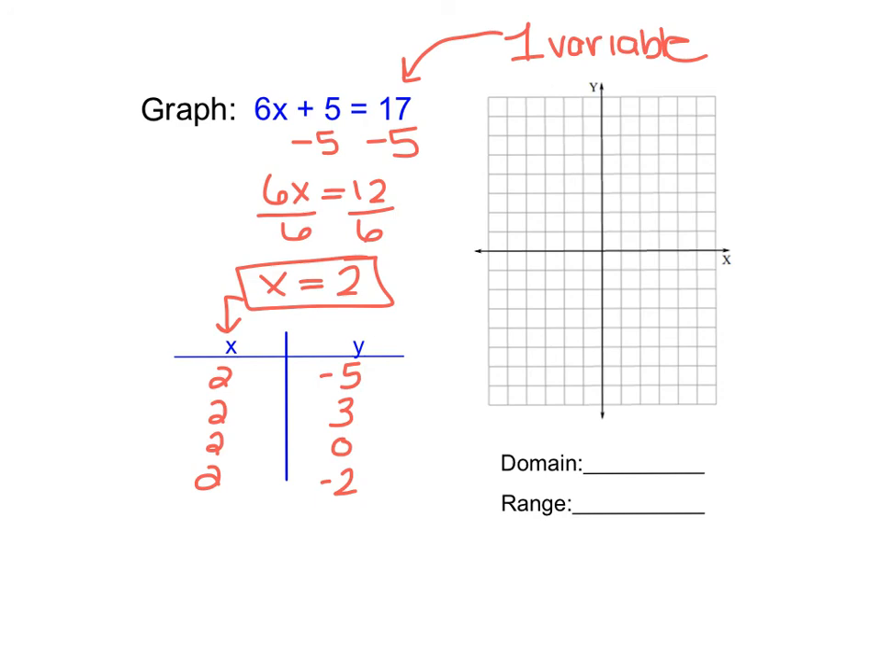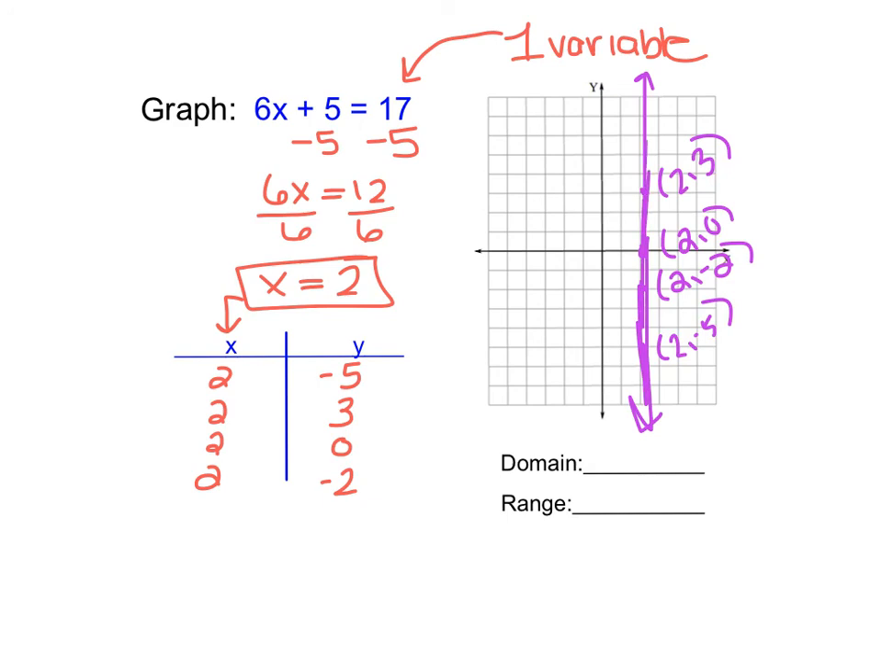So I have x is 2, y is -5. X is 2, y is 3. X is 2, y is 0. X is 2, y is -2. And what I notice here is that I have a vertical line forming when all of those x values are 2. So here I have a vertical line forming at x equals 2.